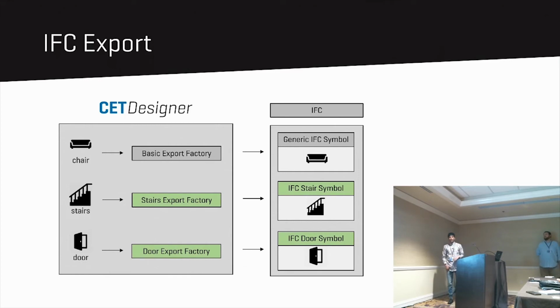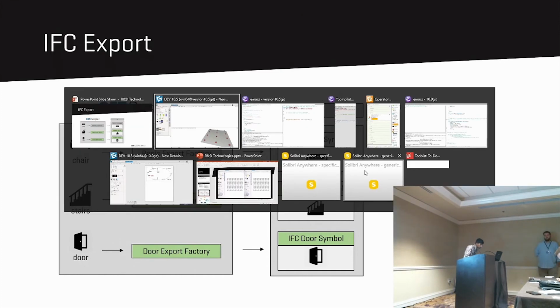But now you have the chance to use your own export factory to get the properties to persist on export. So now I can export my flight of stairs and have it appear as a specific IFC stair symbol. And same goes for my door. I can export my door and have it appear as a specific IFC door object. I have 2 examples for you.